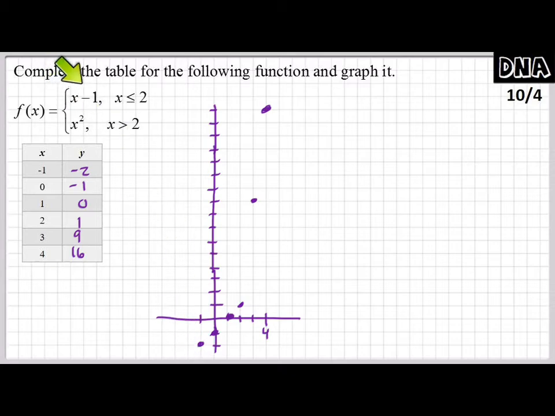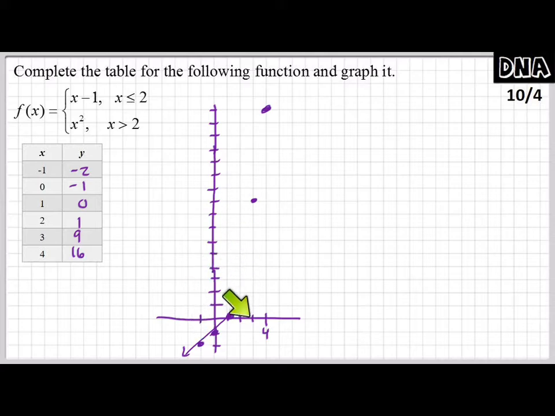So for x up to 2, that's the left side of this graph. We would connect these dots because any x value that is 2 or less, we're going to plug into this first rule, and that's going to be on this line right here. Like if you were to pick -1/2 and plug it into this function, you would plug it into the top rule. You would get -1 1/2, so it would be right on this line.